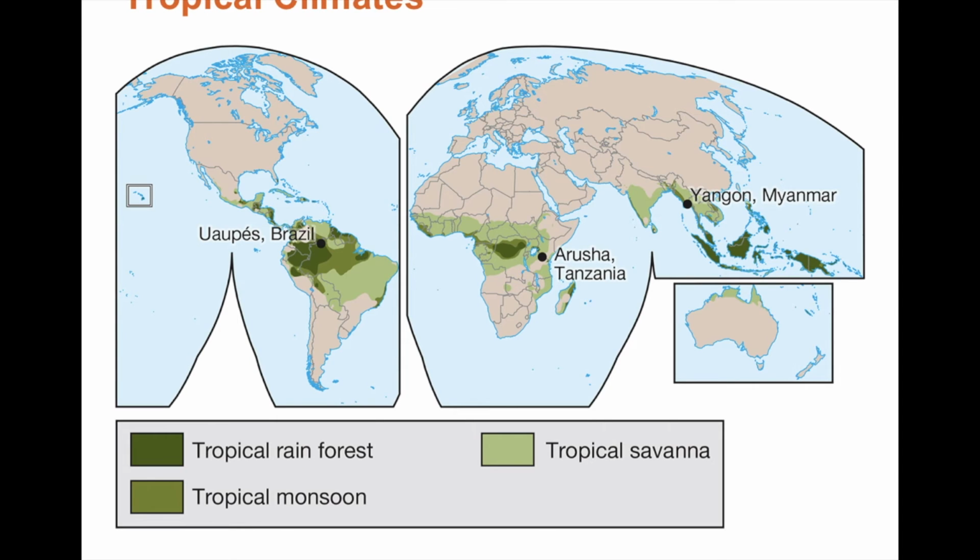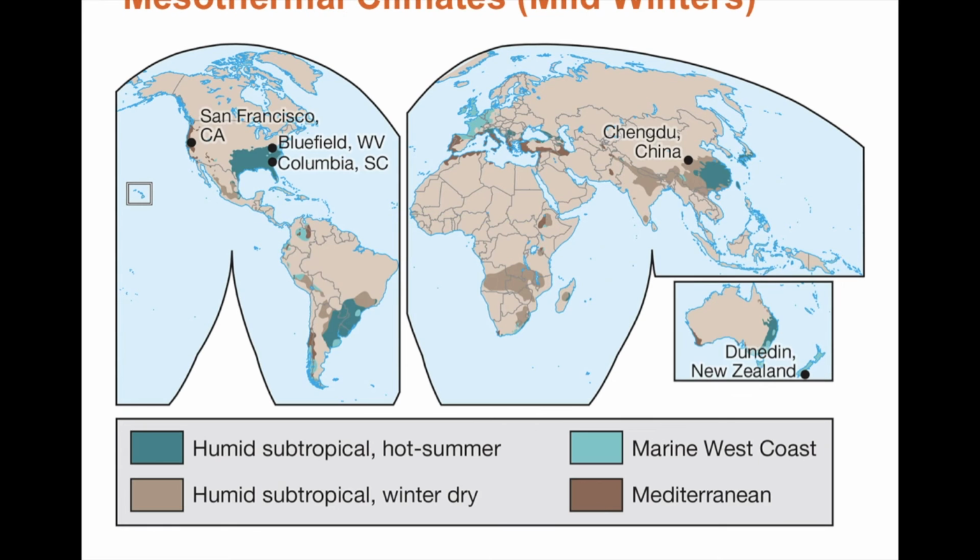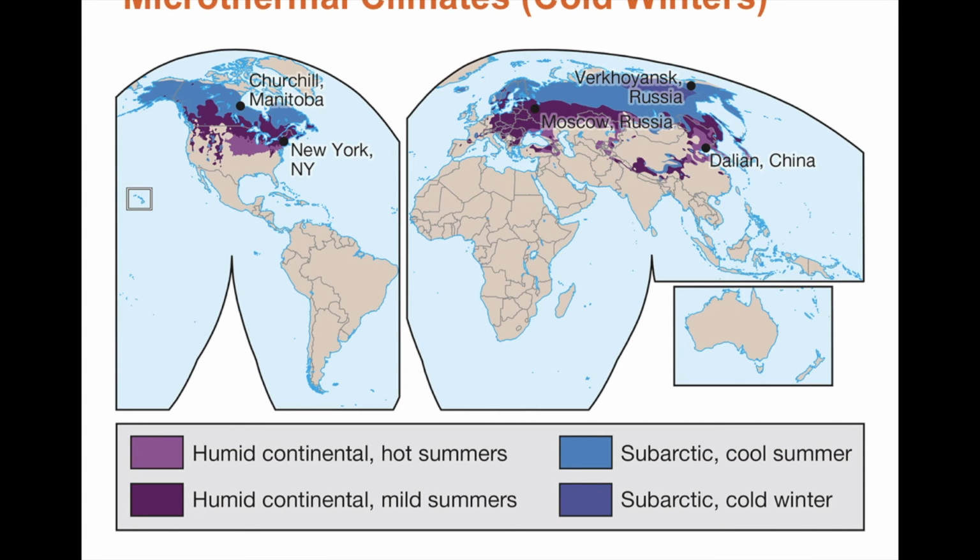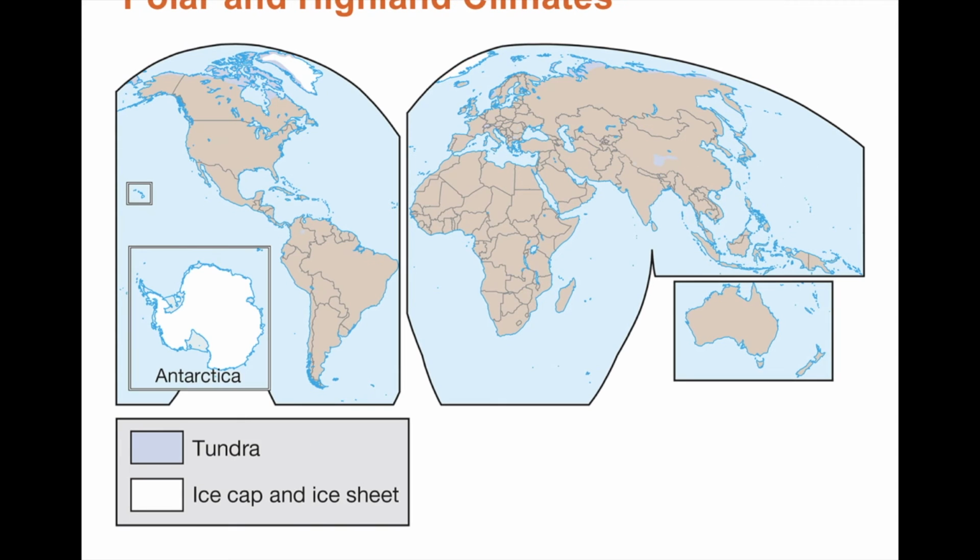Tropical climates are those climates around the equator that stay warm all year long. Mesothermal climates are a little bit further north and south, and they are characterized by cool winters and hot, warm summers. Texas is in a mesothermal climate. Microthermal climates have cold winters and are further north and further south on the globe. The polar and highland climates are those areas that are very close to each of the poles or in the mountainous regions.